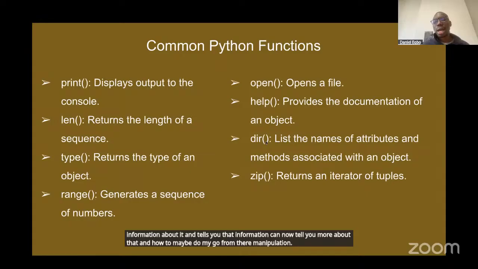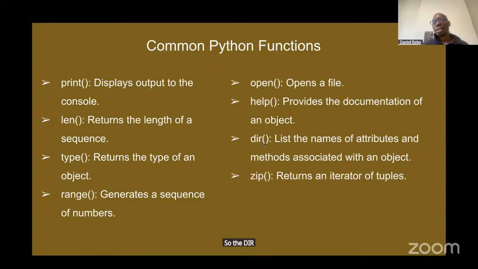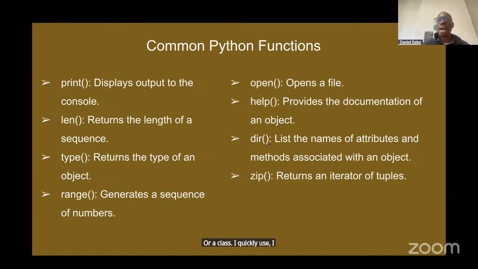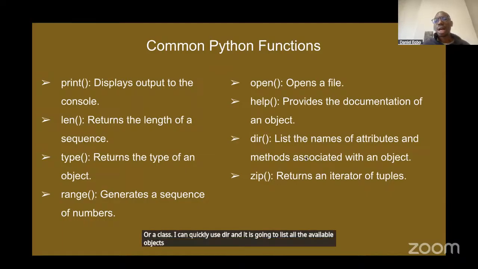So dir is an essential. When I was learning Python, it helped me a lot, in the sense that supposedly I'm not so sure of the methods available in an object or in a function or a class. I can quickly use dir, and it is going to list all the available attributes or methods. And then I will know the right one. It will allow me to know, okay, I need to call this or call that.